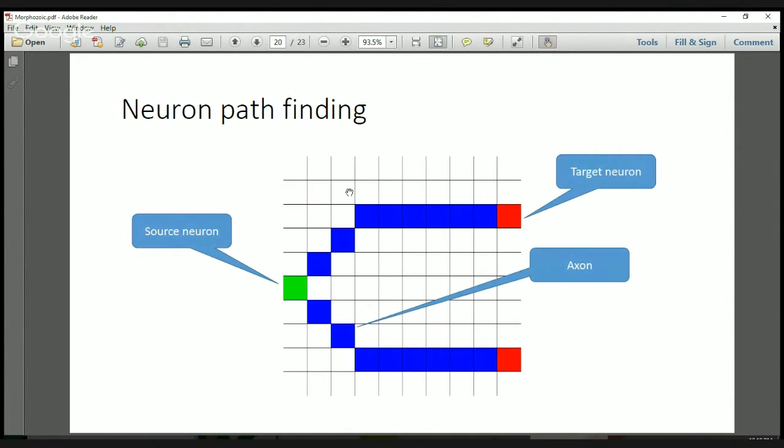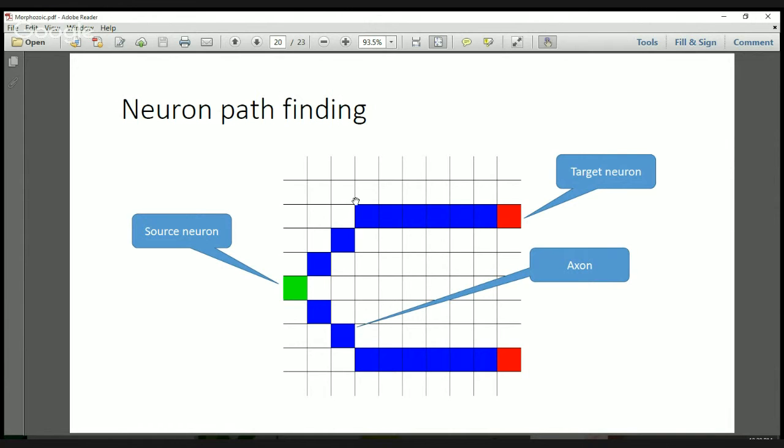So moving along, this is neuron pathfinding, which is something that happens in the brain where one neuron sends out an axon to try and find other neurons, and there's some signal being emanated by target neurons to cause the axons from the source neurons to seek out the targets and connect to them with the synapse.